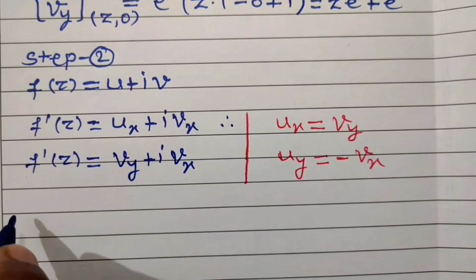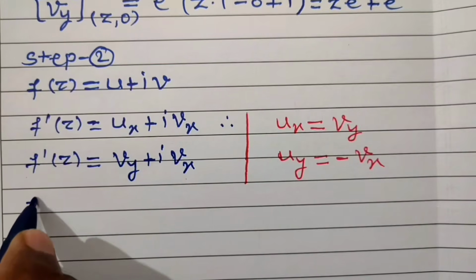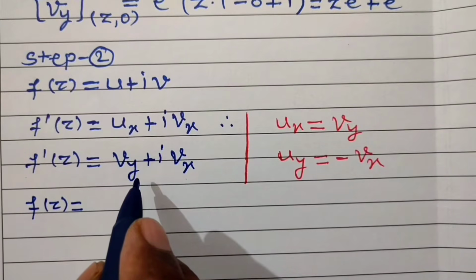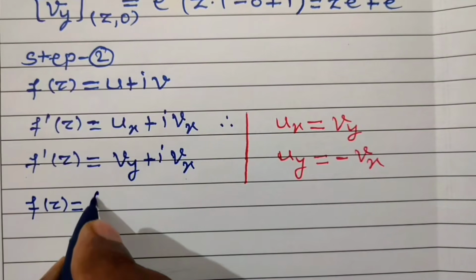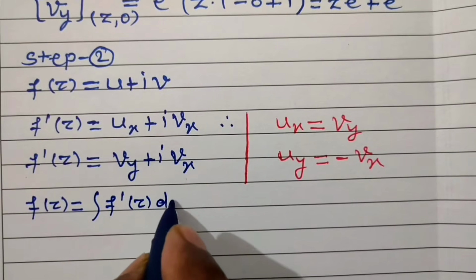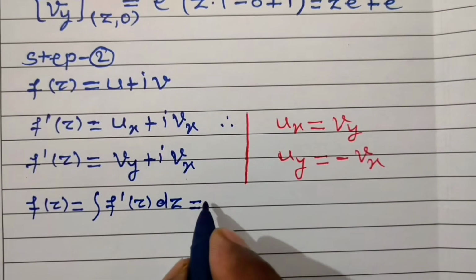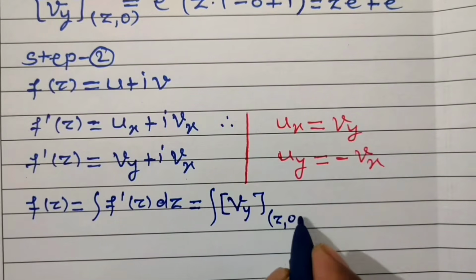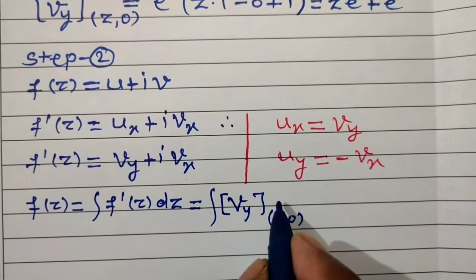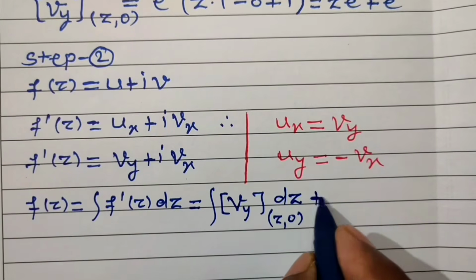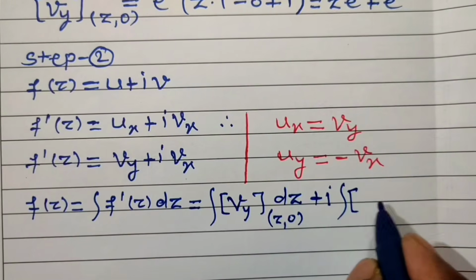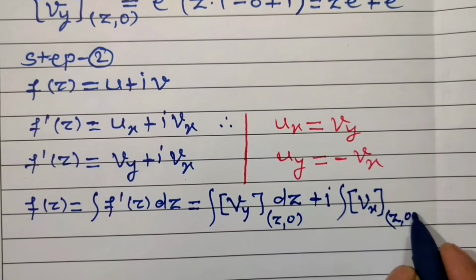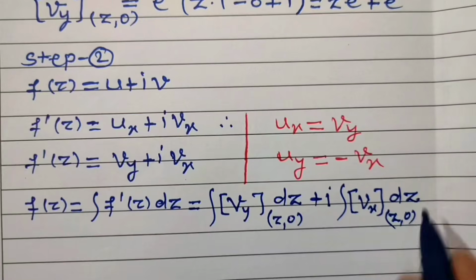But we have to find out the analytic function f of z. So f of z is equal to the integral of this equation on both sides with respect to z. Integral of f dash z with respect to z is equal to the integral of vy, means the partial derivative of v with respect to y at x is equal to z and y is equal to 0, integral with respect to z, plus i into the integral of the partial derivative of v with respect to x at x is equal to z and y is equal to 0, integral with respect to z.